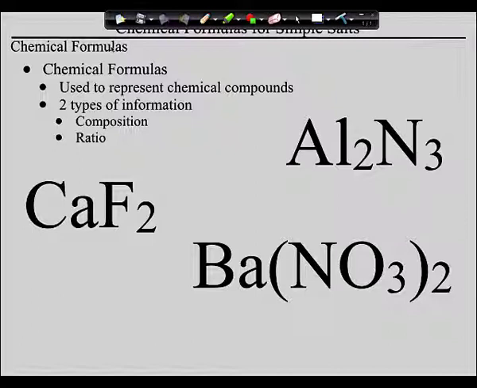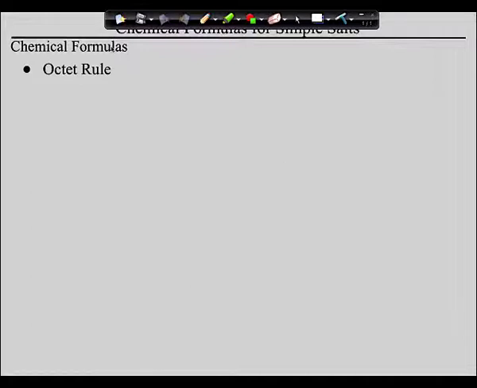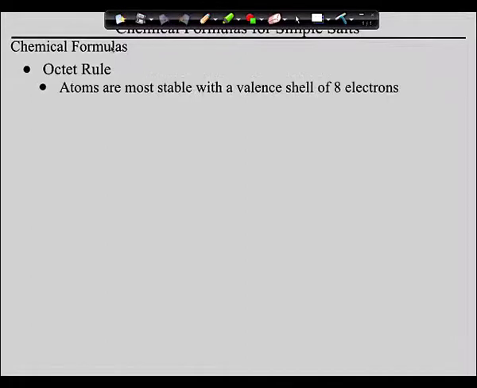Okay. So guys, the question then becomes this. Why is it not always 1-to-1? Why is it 1 calcium to 2 fluorines and 2 aluminums to 3 nitrogens? And the answer is this. Remember this guy? The Octet Rule. What's the octet rule say? Yeah, they want 8, right? Oct, 8. So guys, the octet rule says that atoms are most stable when they have 8 valence electrons.